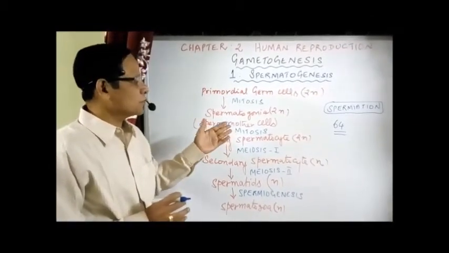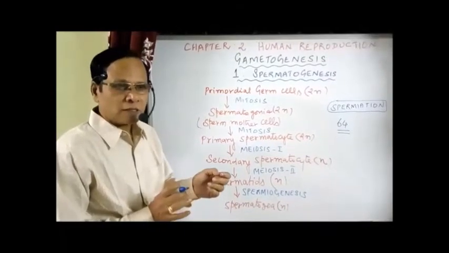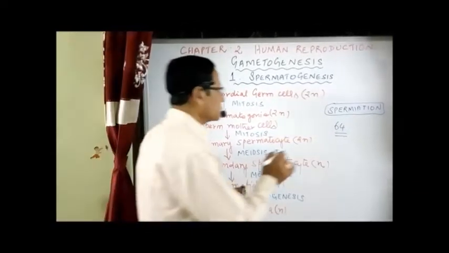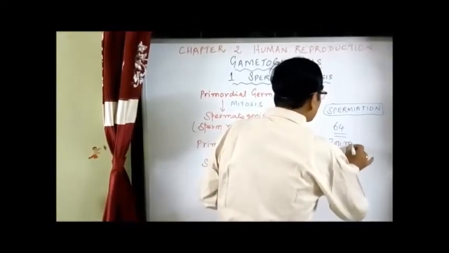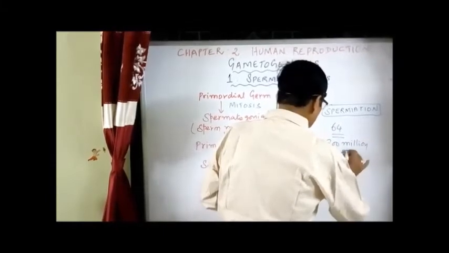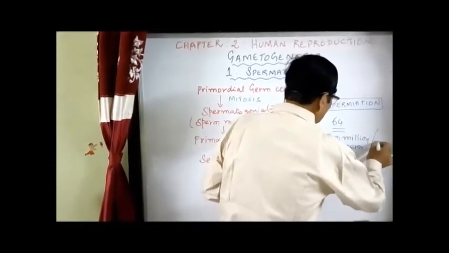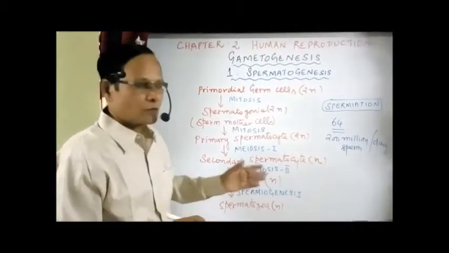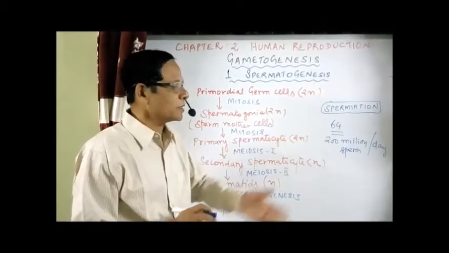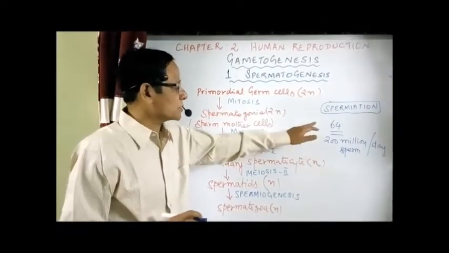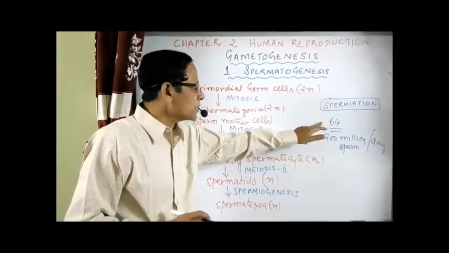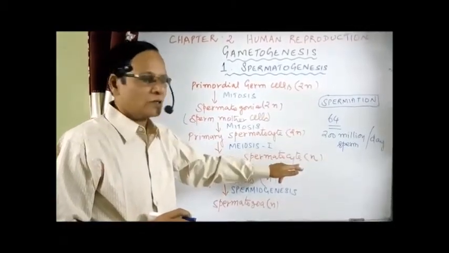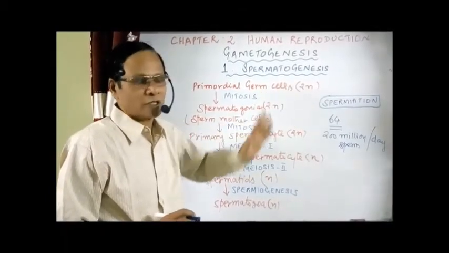Now normally the sperm production is at a nearly constant rate. For example, 200 million sperms are produced per day in a male. So the whole process of spermatogenesis normally takes place in 64 days. The release of the sperm into the central cavity or lumen of the seminiferous tubules is called spermiation.